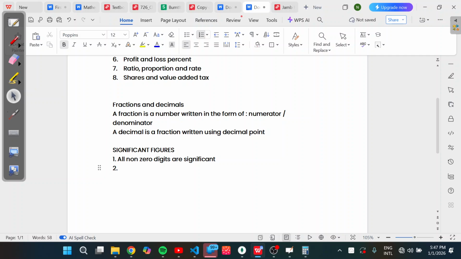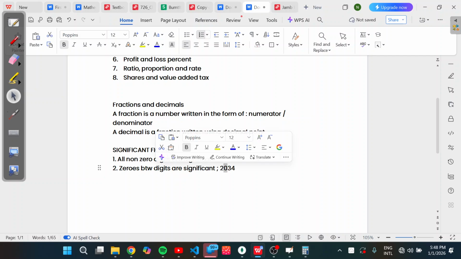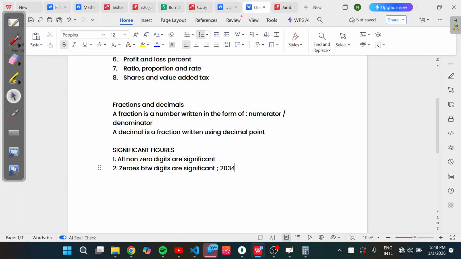For example, let me actually write that out. Zeros between digits are significant. If you have something like 2034, the 0 is still considered significant because it's between other digits that are not zeros. So the 0 here in this 2034 is significant.